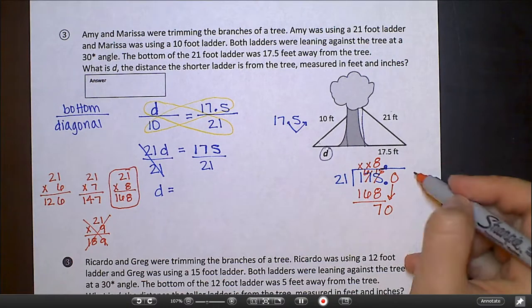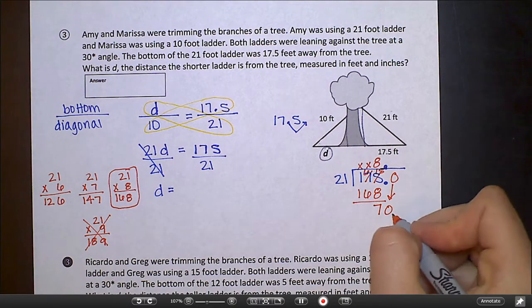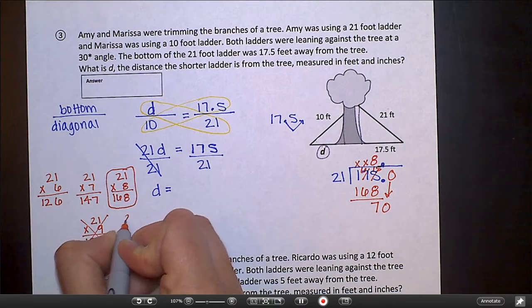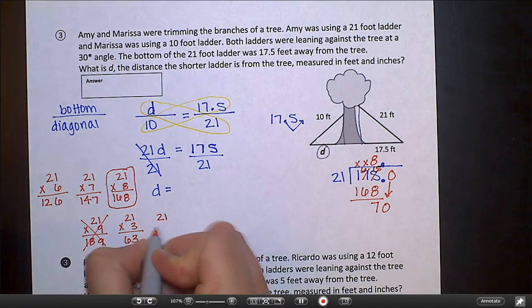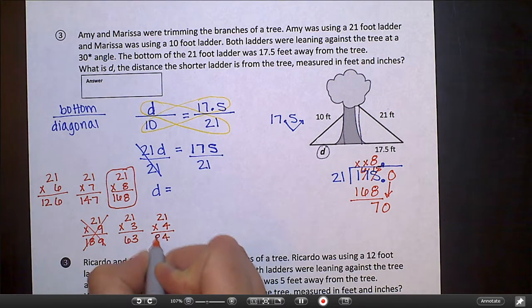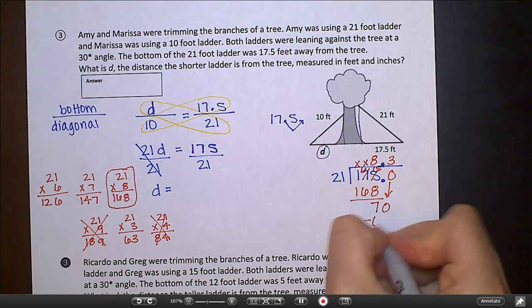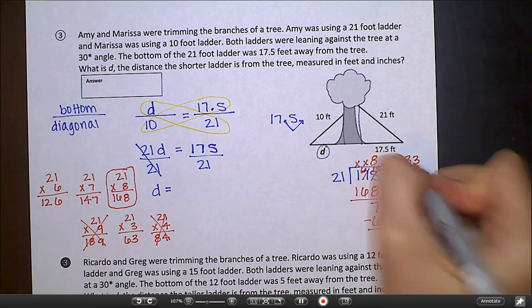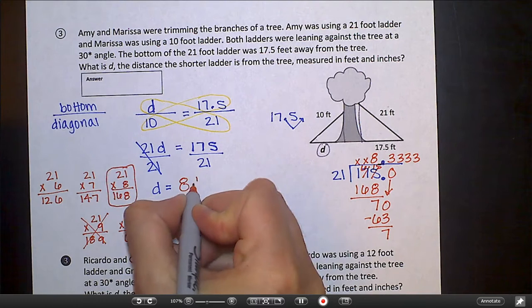So it's going to be 8 feet and something. 21 goes into 70. Let's try that. Let's see. Let's try 21 times 3. That's 3. And that's 6. 63. That works. Let's try 4. 21 times 4. That's 4 and 8. Okay, that does not work. So 3. 3 times 21, we already know, is 63. And I get 7 again. So I know that the 3 is just going to continue. So D equals 8 1/3 feet.